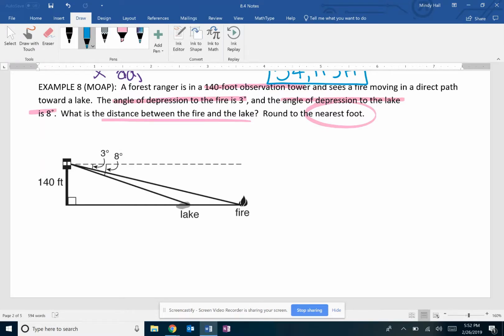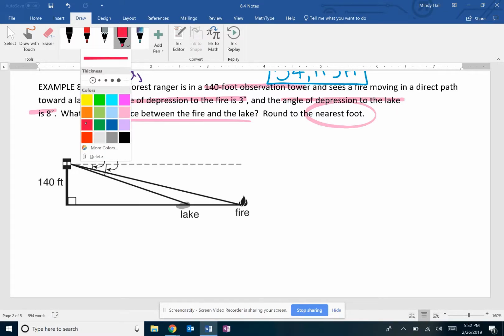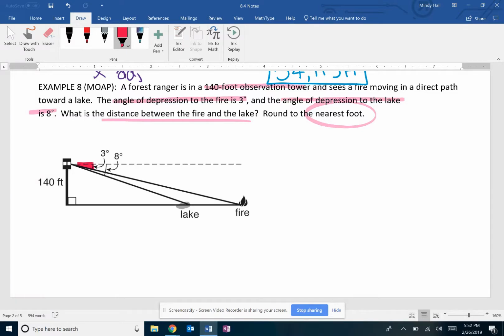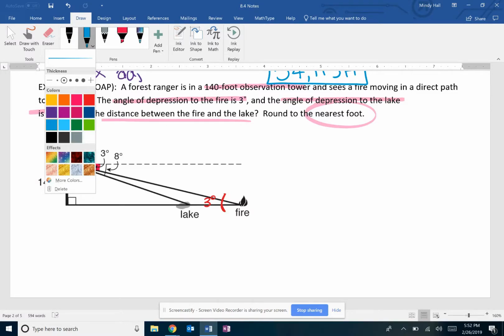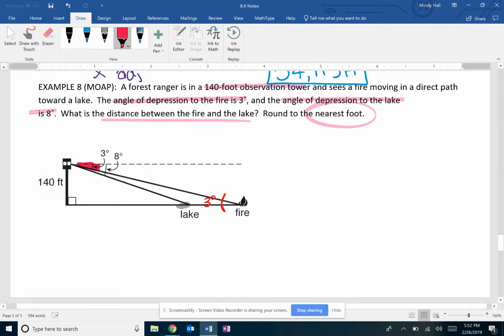So looking at this, if I'm looking at my fire, and actually let me color coordinate this nice and pretty. If I'm talking about my fire, that would be that little 3 degrees in there that we're talking about. So because that angle is 3 degrees, I know that this one down here is also 3 degrees. Then for my other one, we're going to have this entire space, and that is 8 degrees. So because that one is 8 degrees, we know that this one is also 8 degrees.